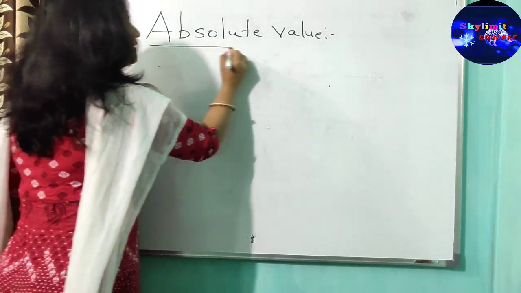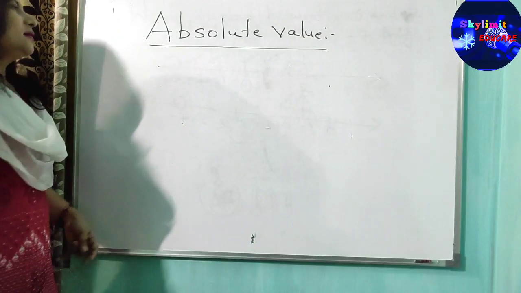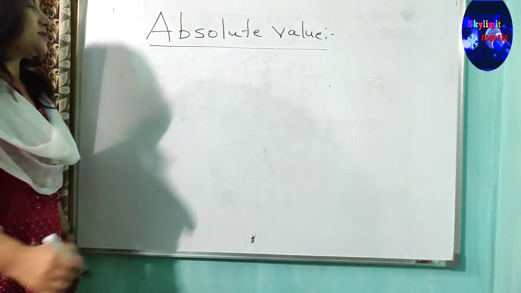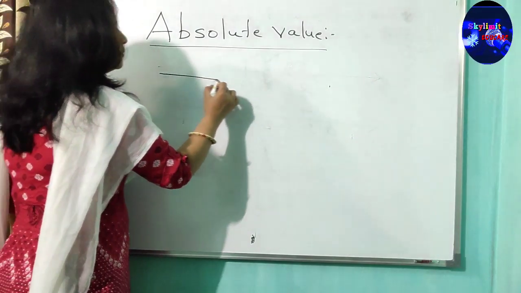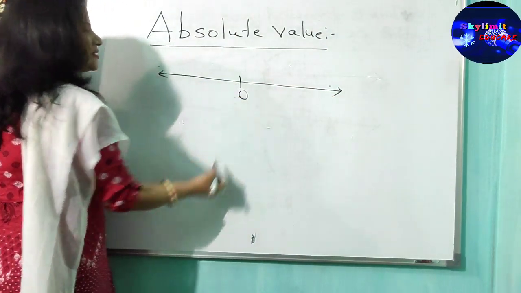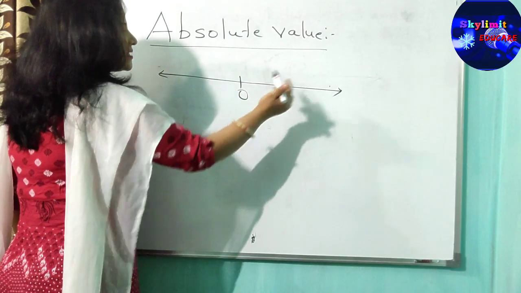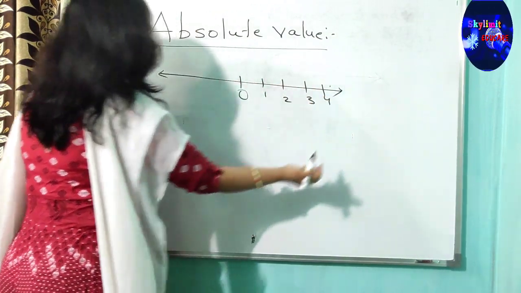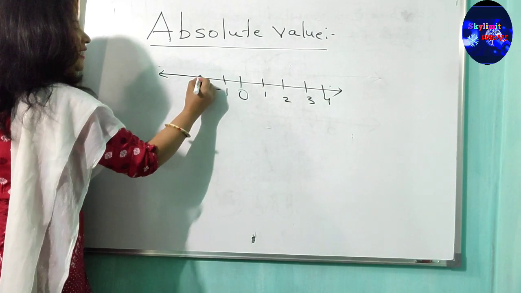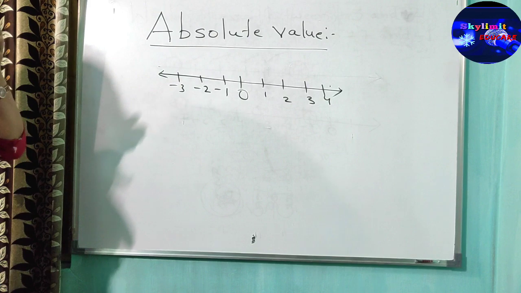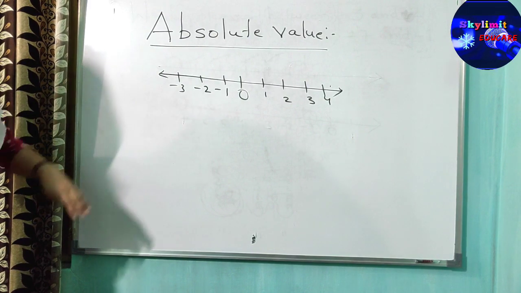It is basically the distance between 0 and the integer which is mentioned to us. See, when you draw a number line, we always consider 0 as a center. Towards the right side we have the positive numbers 1, 2, 3, 4 and so on. Towards the left we have the negative numbers -1, -2, -3 and so on. So now what do you understand of the absolute value?